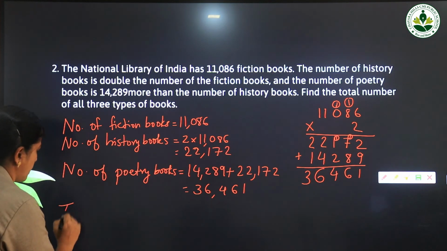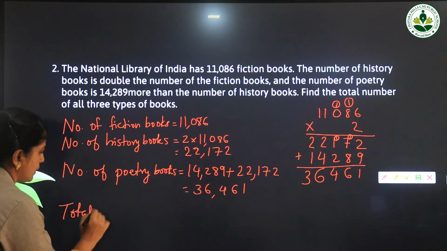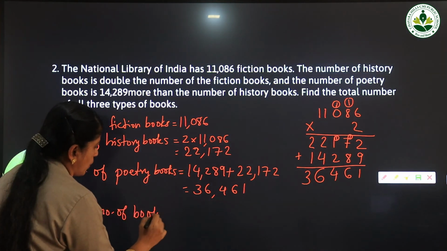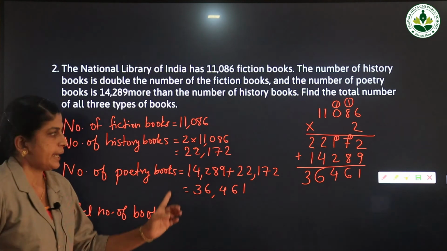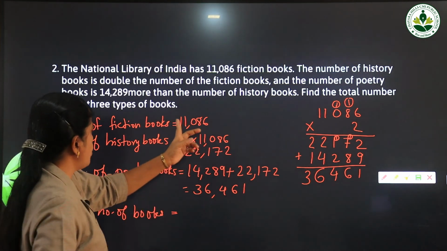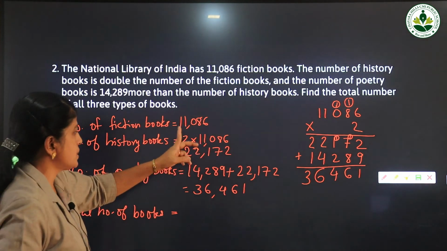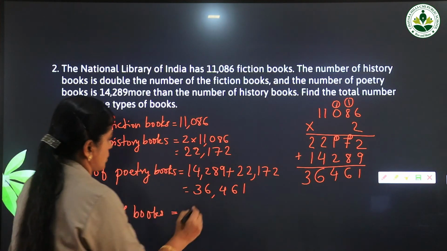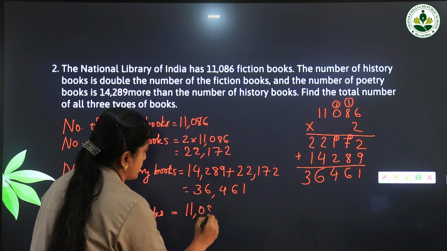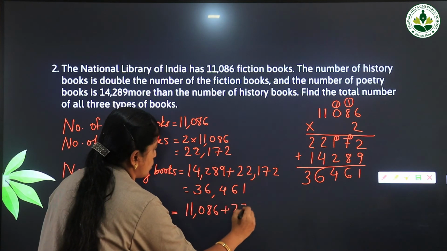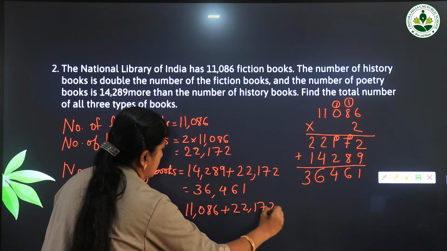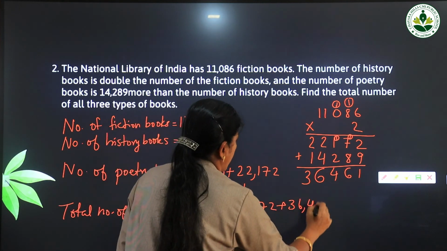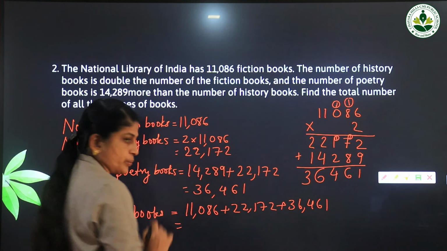Therefore, last step is total number of books. To get the total number of books, we need to add number of fiction books, number of history books and number of poetry books. 11,086 plus 22,172 plus 36,461. Add these two numbers.